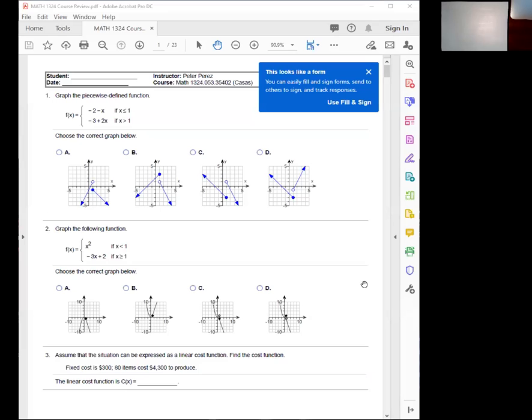All right. So this first one, we should get started here. Final exam review. So that first one is just the piecewise function. You just got to graph it. If you graph each one individually, you'll get an idea which one it probably is. So let's go ahead and do that.